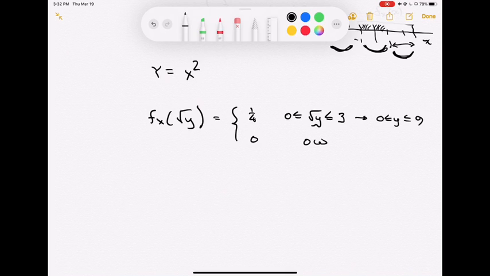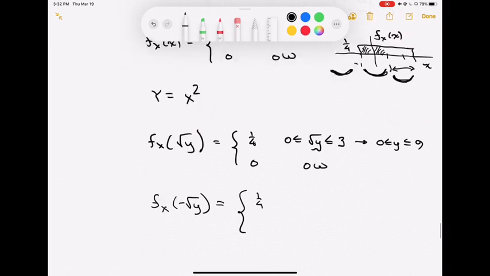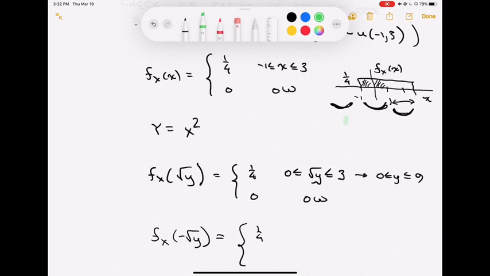If I wanted to look at the other half of what Leibniz's rule gave me, I need to get this as an f_X of minus root y. So f of x for negative values could either only be 1/4 or 0. That's all it can be. We've seen that over here. When we looked at f of x, it is a value of 1/4, and it goes over a range of -1 to 3. We just handled f_X of plus root y, this part right here from 0 to 3.